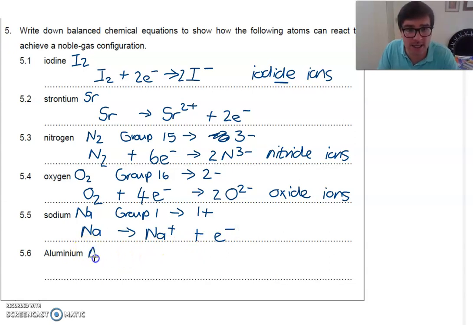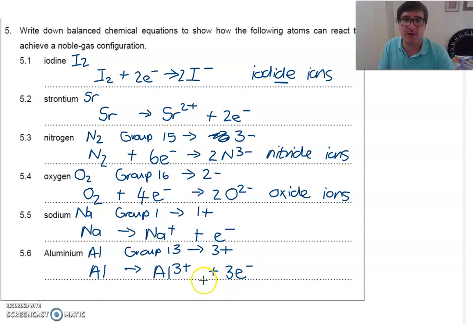Our final one is aluminium. Aluminium is in group 13. Group 13 forms a charge of 3 plus. So to get a charge of 3 plus, my aluminium atom must give away 3 electrons to form an ion with a charge of 3 plus. So those are my equations. Take note of the non-metals where they become an -ide if they form ions.